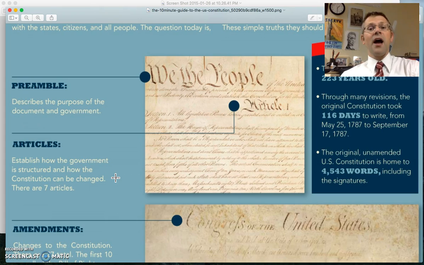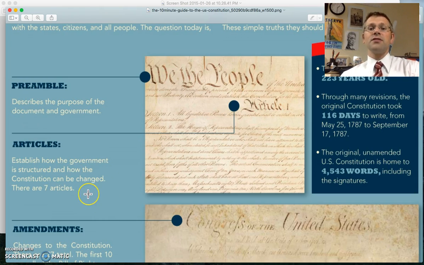We said Article 5 is probably the most important one, because this is the process in which one can amend the Constitution, and that's happened 27 times. We'll talk about the first 10, called the Bill of Rights, a little bit later. And then Article 6 is basically what's called the supremacy clause, but it sets up that the federal government is supreme to state and local governments, that federal law trumps state and local law, that if there's some sort of conflict, that's how that goes down.